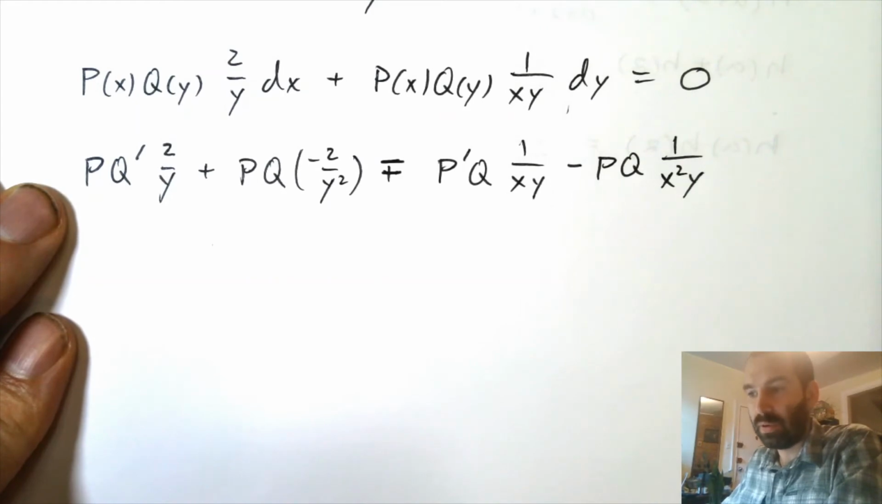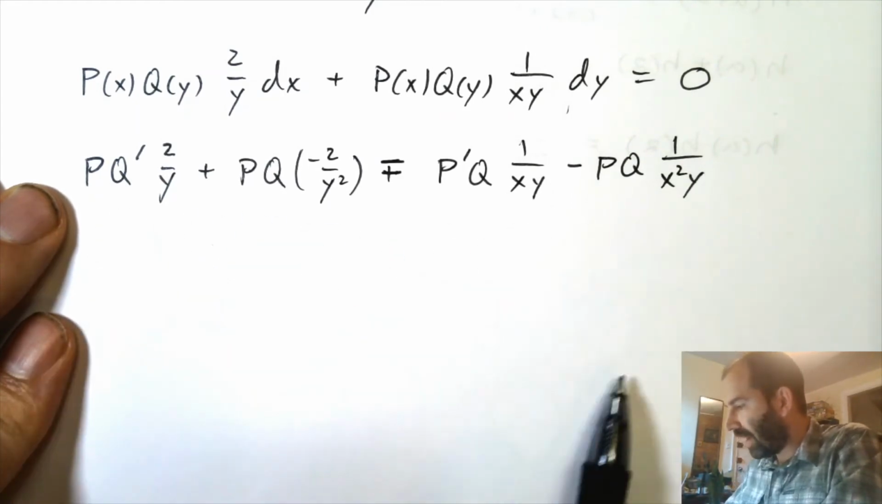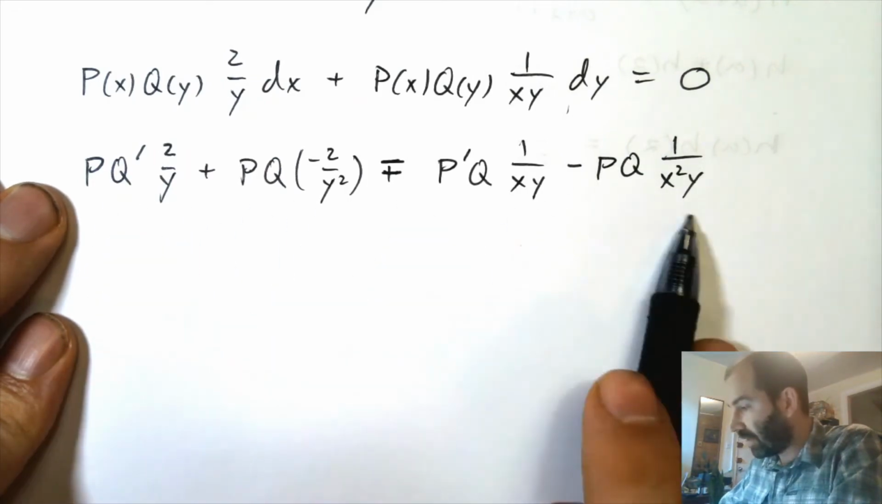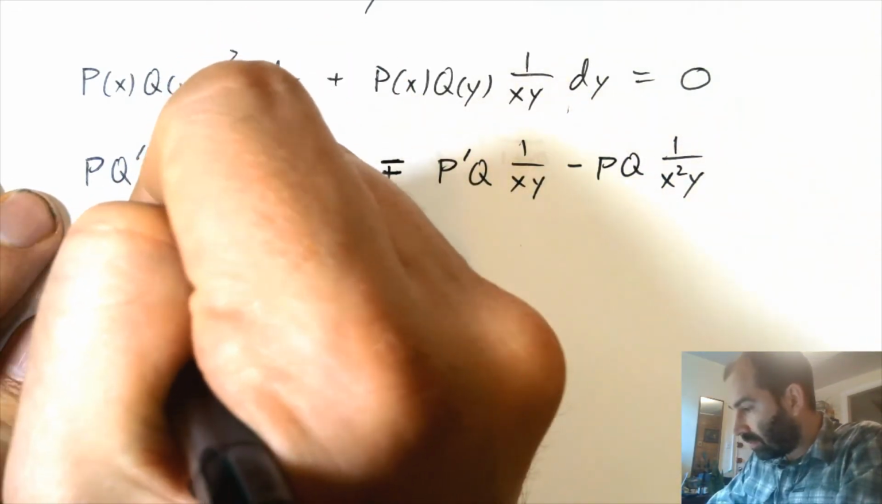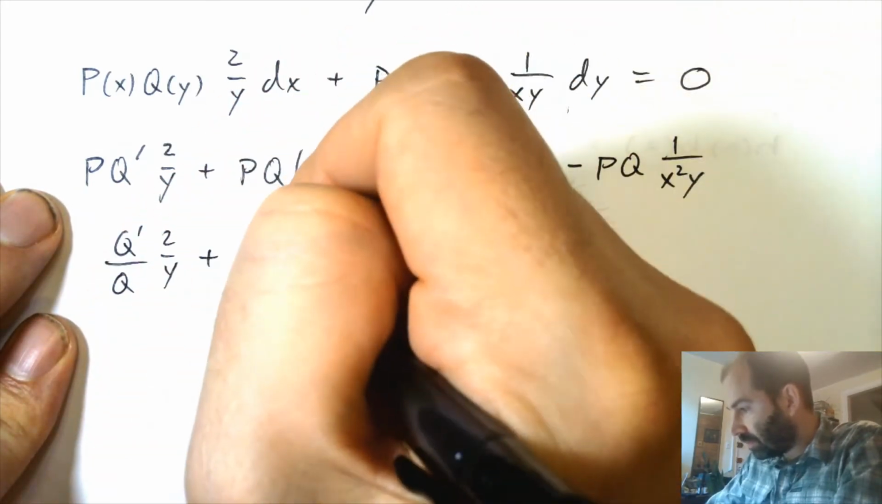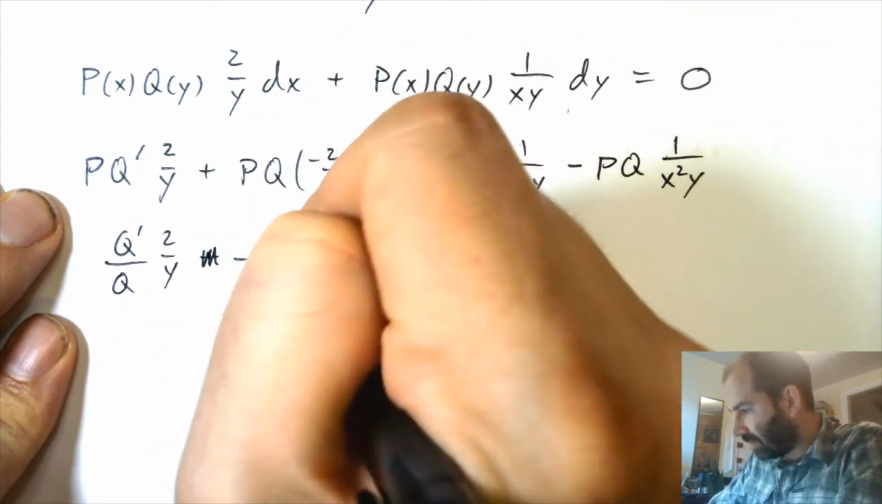These need to be equal. Okay, so what do we do now? Well, I think a good thing to do would be to divide everything by PQ. Divide everything through by PQ. What do we get? Oh, I can just do this, right?